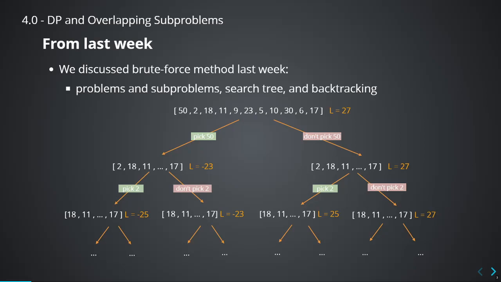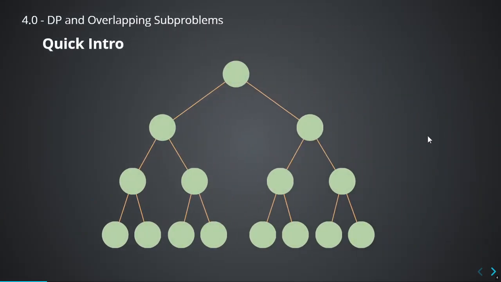Of course, the problem is the complexity. So with this tree here, the number of subproblems you're going to have is going to be exponential because at every node you branch out to two different nodes.